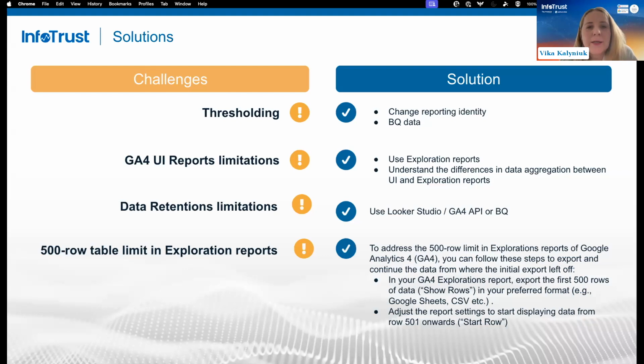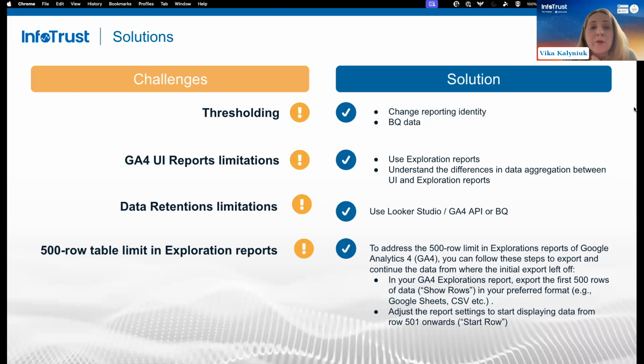You can still bypass it. To do that, you can view the first initial 500 rows of data or export it from your exploration report into your preferred format, let's say Google Sheets. And then you can adjust the report settings to begin displaying data from row 501 and onwards. So you can change the settings in the start row field of your exploration report settings. And you can get more rows either within the UI, or if you are exporting data to something like a Google spreadsheet or a CSV, then you can keep on downloading this data.